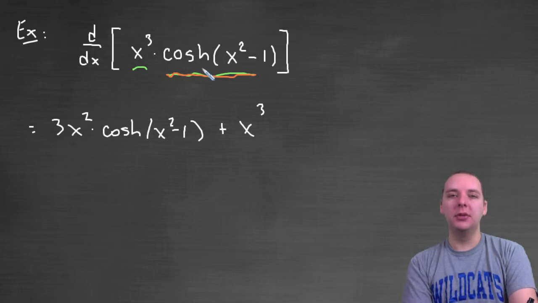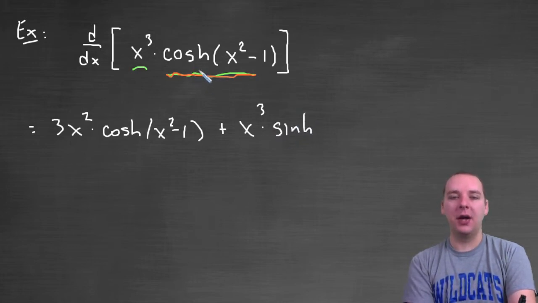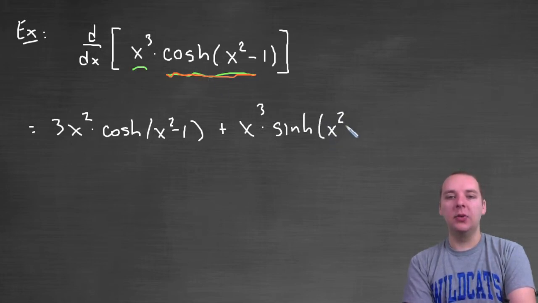Right, now here comes the derivative of the hyperbolic function. We're ready to do that now. So what is the derivative of hyperbolic cosine? If you refer back to your flashcards from the previous video where we practiced taking the derivatives of all 6 hyperbolic functions, you'll remember that it was hyperbolic sine. Derivative of hyperbolic cosine is hyperbolic sine of x squared minus 1.